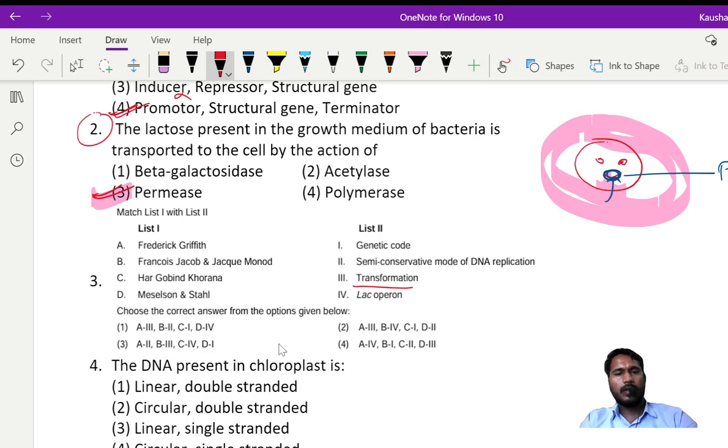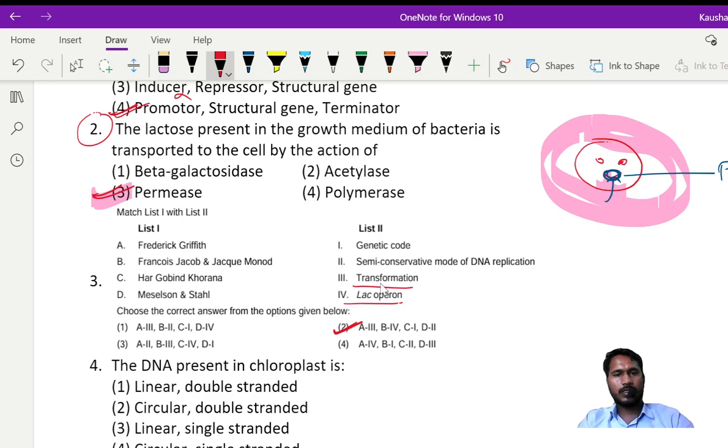B have all different options. So you directly check B. Francis Jacob and Monod, that is 4. Where is the B with 4? Here only B. So you can save the time, but again it depends upon your practice. So I will ask you to read and follow all the options. Once you find this, then match A.